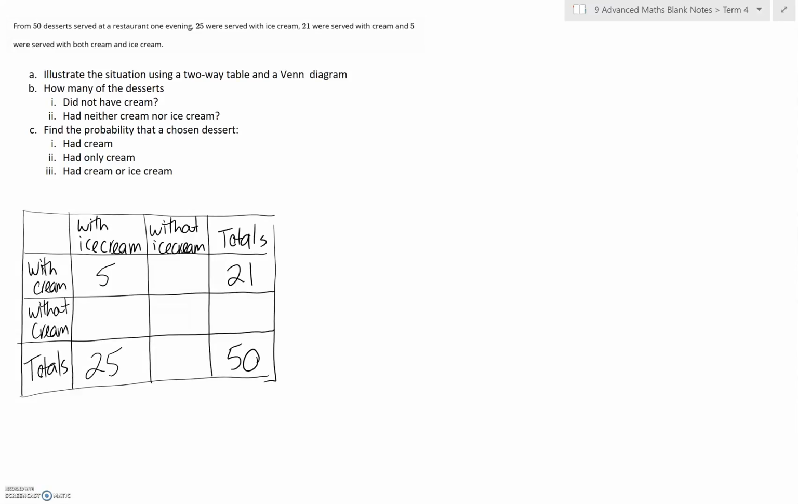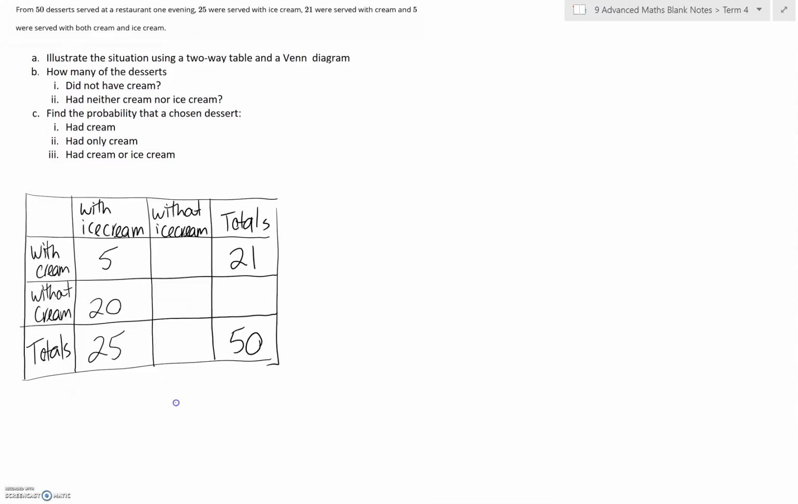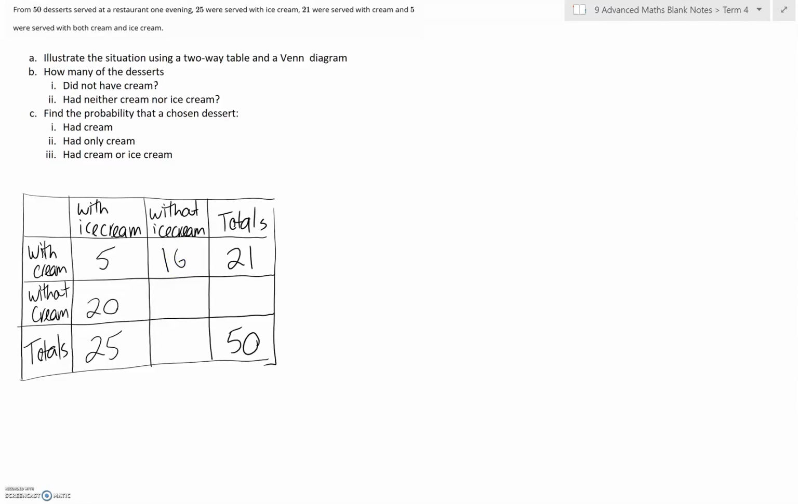And what we can do is work out what we're working with from here. So if we've got a 25 total in our first column and 5 already, so this has got to be 20. Again, on our first row, if we've got 21 in the total and 5 with ice cream, 16 must have been without ice cream. If we've got 21 in our first row and our total's 50, there must be 29 here. There must be 9 here, and of course that should add to 25. So that's what you should have there. So just fill in what you've got and then calculate the rest as needed.